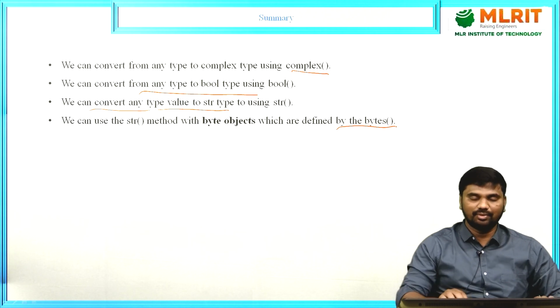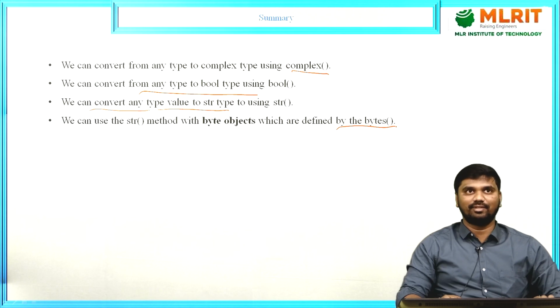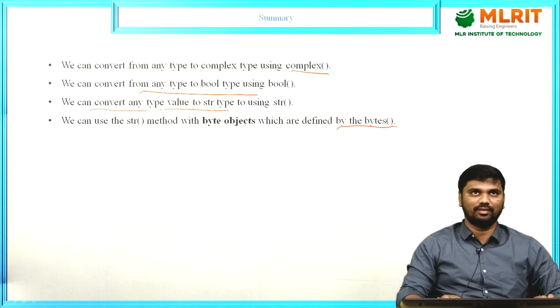So this is about today's video. In the next video we will discuss the next sequence types, that is list, tuple, set, range. These are all the data types. Right? Thank you.